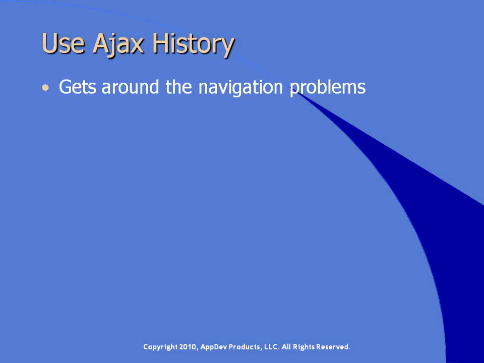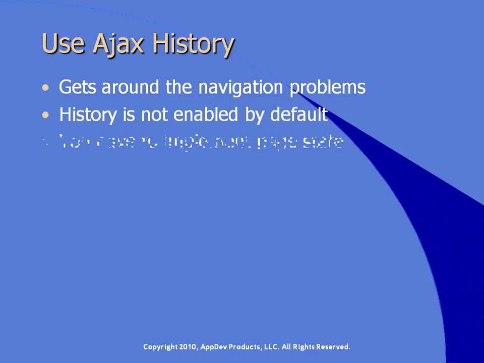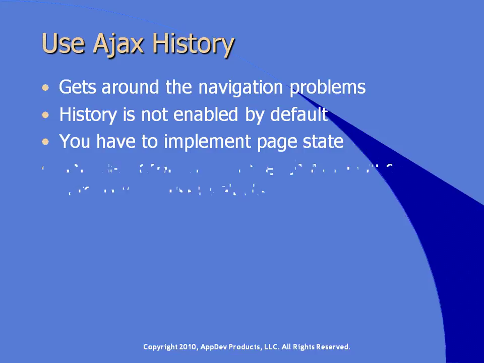The AJAX history feature gets around these problems and makes the browsing experience much better for the user. It isn't enabled by default, and you have to do a little work to implement it, because you have to decide what kind of page state information to save. The hardest part is deciding how to implement this feature in a way that makes sense for the user, given the set of controls on the page that use AJAX.